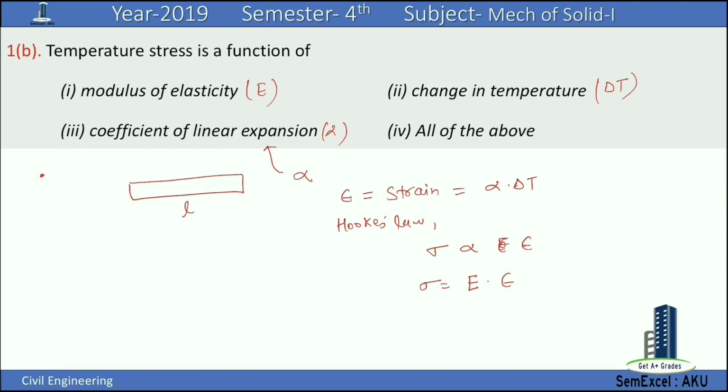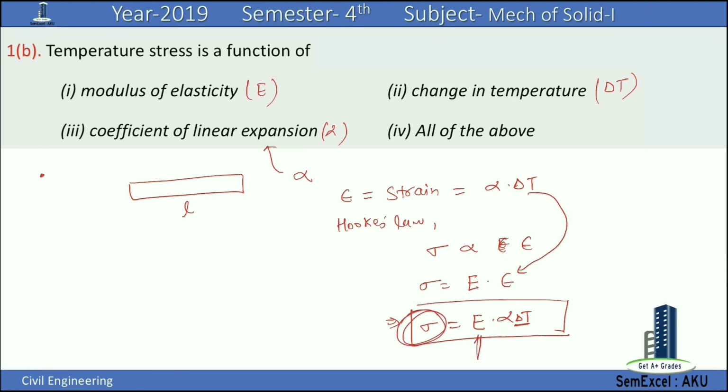This strain is represented by a symbol epsilon. So putting this value here, we get stress is equal to E into alpha into delta T. Now this question can be answered. The stress depends on the E, that is the modulus of elasticity, alpha, that is the coefficient of thermal expansion, and delta T, that is the change in temperature. So all three options are correct, hence option 4, all of the above is correct. Let's move to the next question.